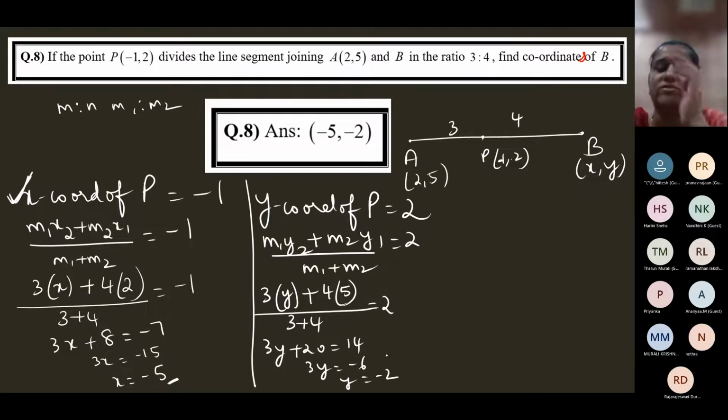Please work it like this only. Yes, ma'am. This is how you should work. So x and y we got. So the coordinates of B are -5, -2. Yes, Netra, I'll give you 2 minutes time. Now you have understood. Write down fast. Yes, ma'am. Thank you, Netra.